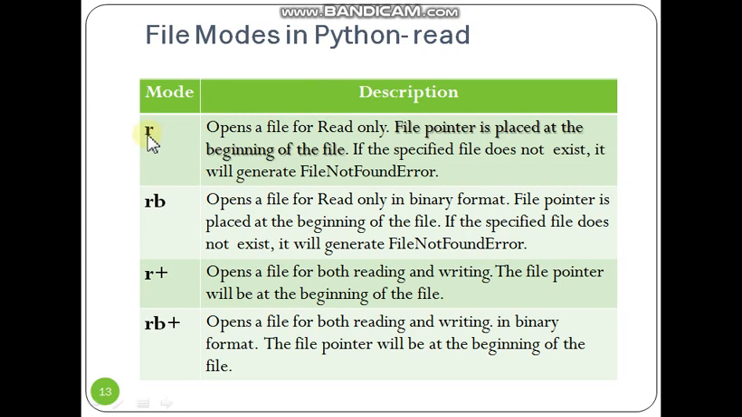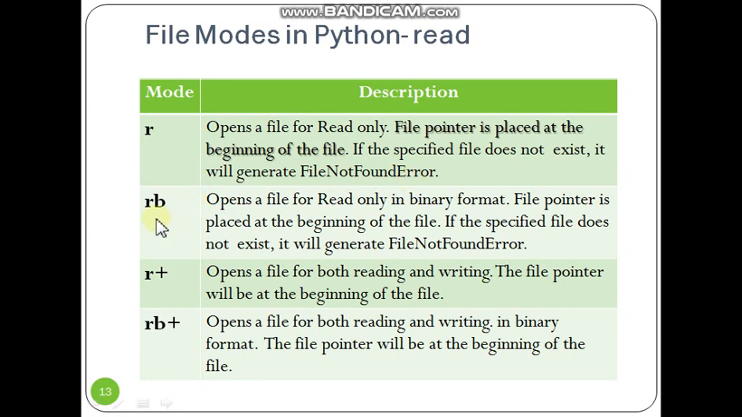Read mode is represented by R. This opens a file for read only purpose. And where will the file pointer be? File pointer denotes from where we are reading or where we are writing. When we open a file for read only, the file pointer will be at the beginning of the file. And if the file mentioned does not exist, then it will show a file not found error.